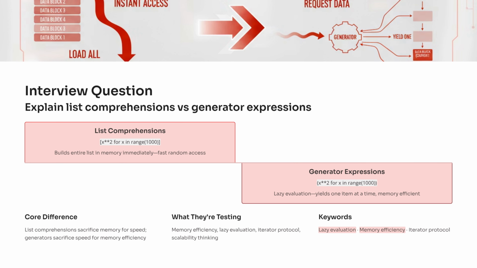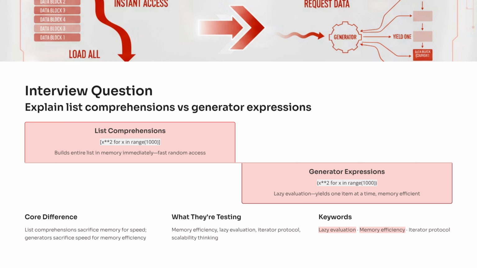Here's a deceptively simple interview question that tests your Python efficiency and scalability mindset. What's the difference between list comprehensions and generator expressions? Let's make it easy to visualize. When you use a list comprehension, Python builds the entire list in memory right away. It's fast for access, but it consumes memory because the whole dataset is stored at once.